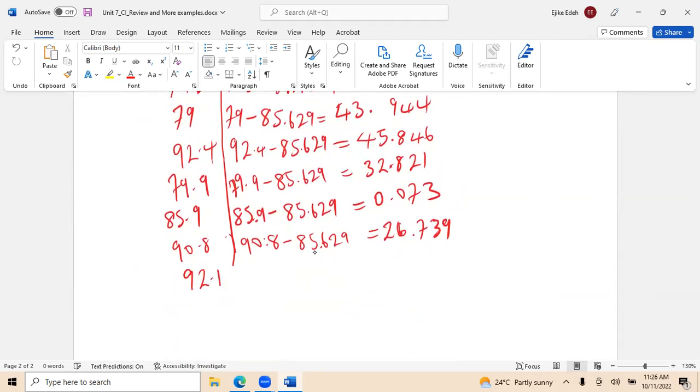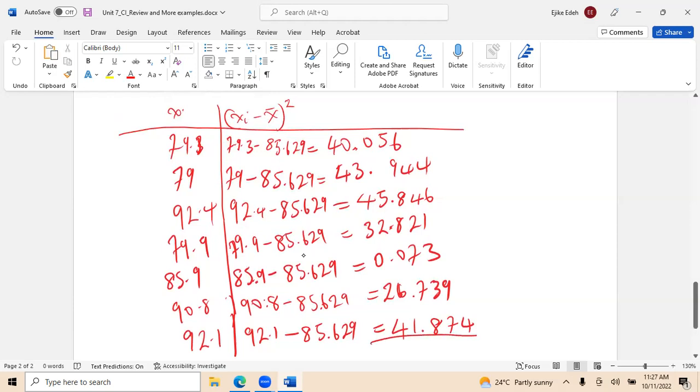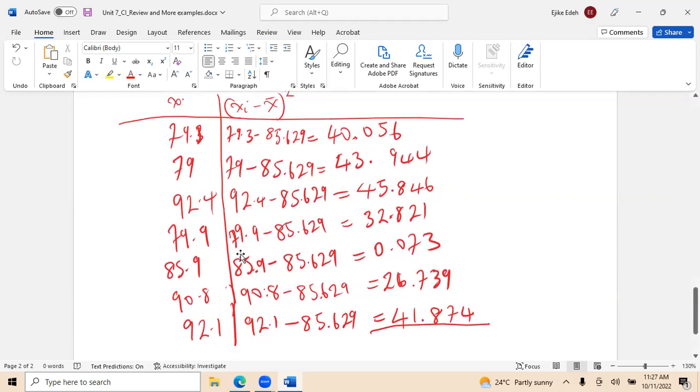So 92.1 minus 85.629, squared. What do you think? 41.873. Okay, so make it 41.874, right? Okay, yeah, so it's good. If I'm doing this and I keep doubting myself, I just repeat each one 2 or 3 times.